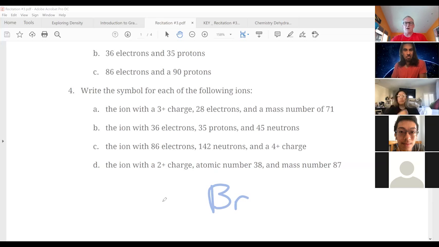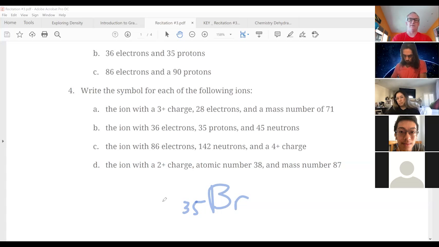So what atomic number does bromine have? 35. Right. And where do we put it? Bottom left. Yep, we always look bottom left, which immediately tells us which element it is. How many protons, that's its atomic number. Where do we put the atomic mass? Top left. And what is it?